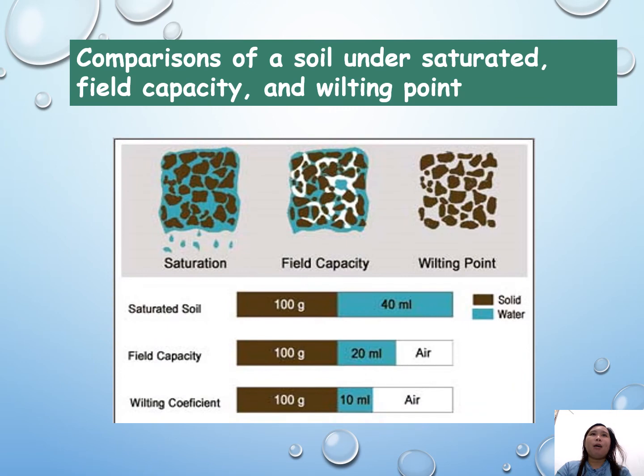Now, this figure illustrates comparisons of soil at saturation, field capacity, and at wilting point. Saturation is when the soil pores are completely filled up with water. Water at field capacity is when the gravitational water has run down and there is the presence of air. And at wilting point, you can see there is almost no moisture or available water for the plants.